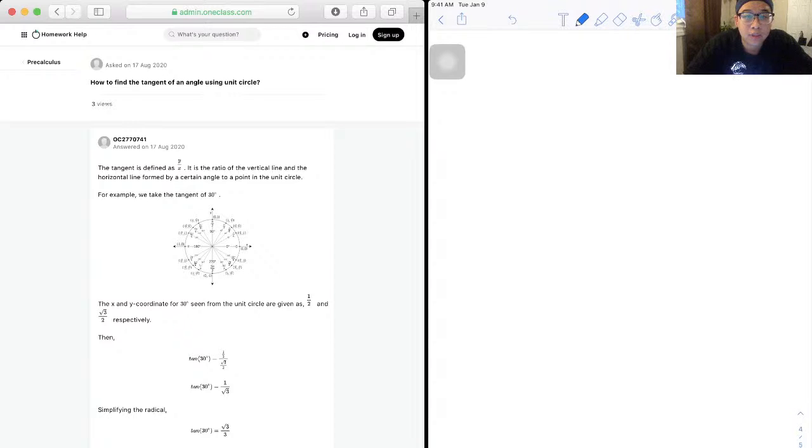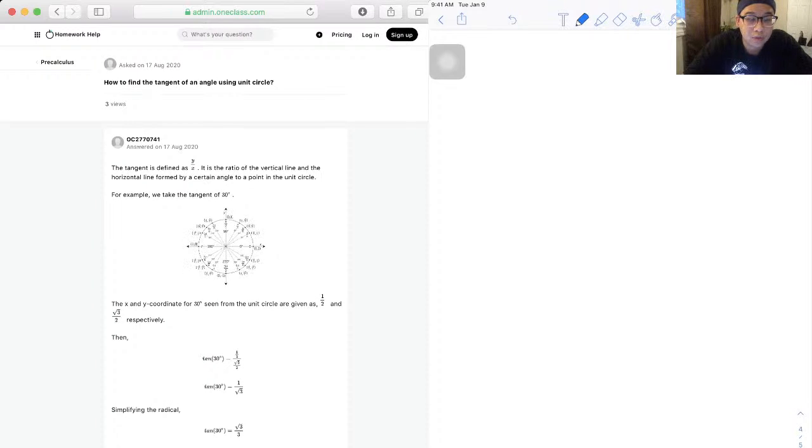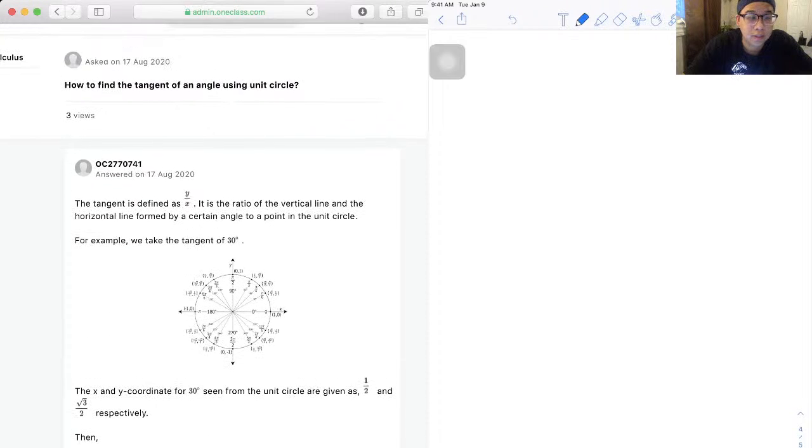And for this question, because the junior tutor gave us the graph of the unit circle, I'll just use this to explain and go over the steps. So the tangent is defined as y over x, a ratio of the vertical line and horizontal line formed by a certain angle to a point on the unit circle. So for example, we take tangent 30 degrees.